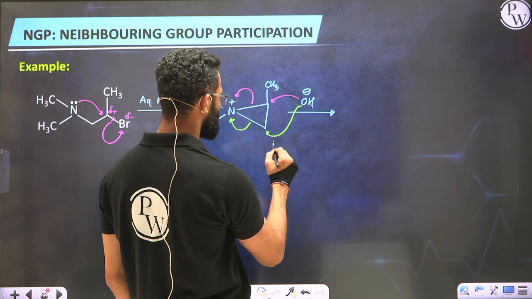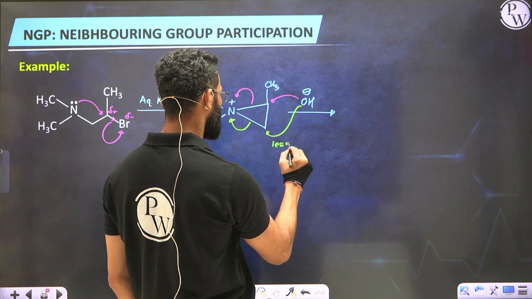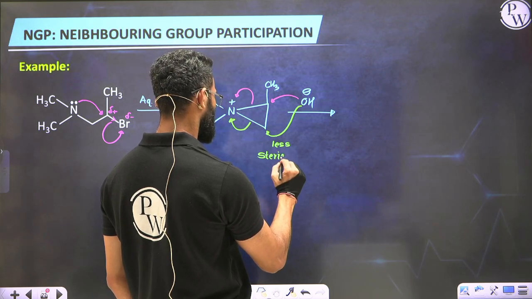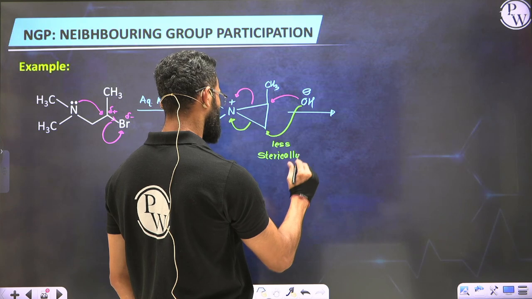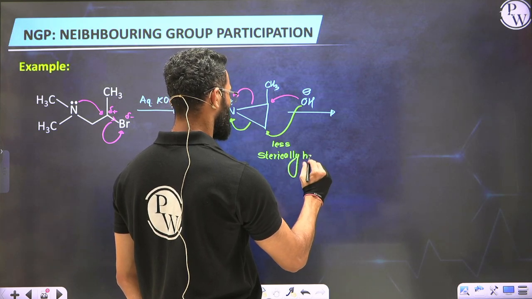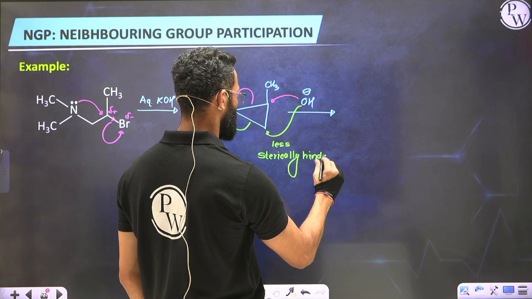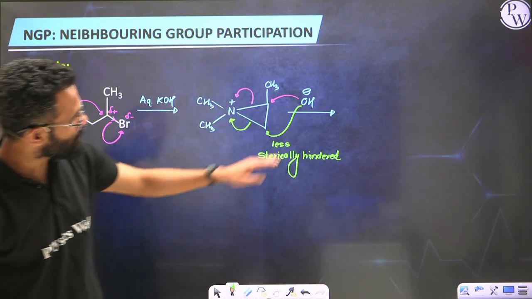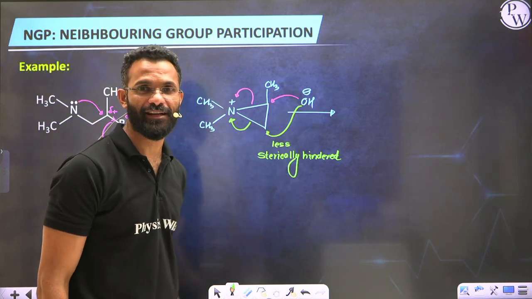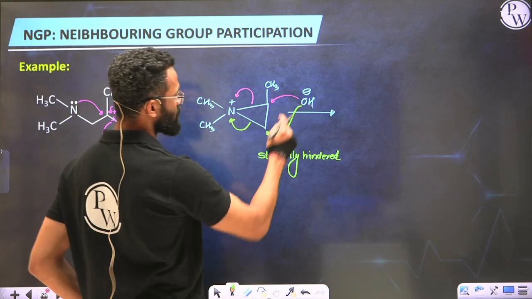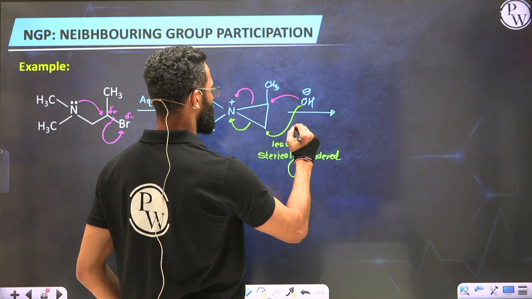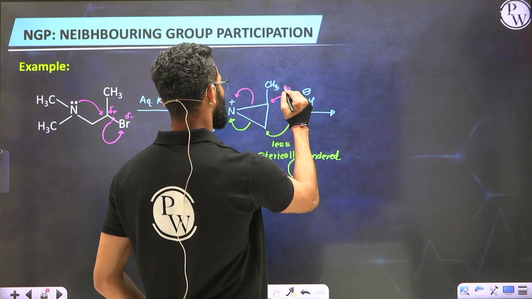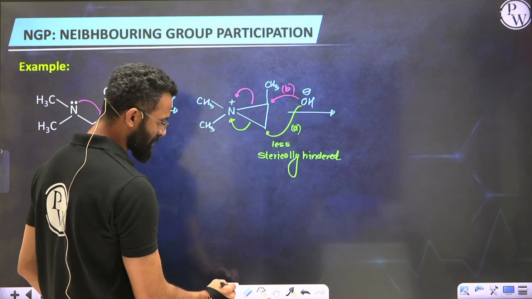This is less sterically hindered. If this is less sterically hindered, the nucleophile will prefer to attack at the less sterically hindered carbon. Hence, this is going to be the major product. So let's call it the path A product. And up there is the path B product. So if path A is taking place, what is the product obtained?